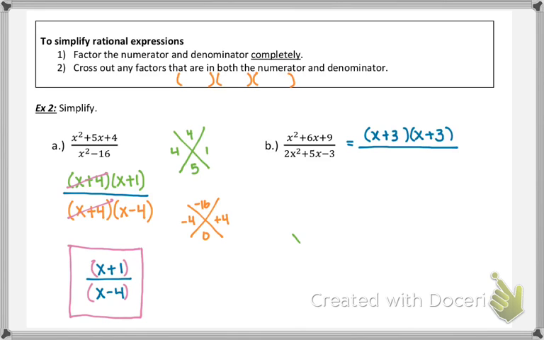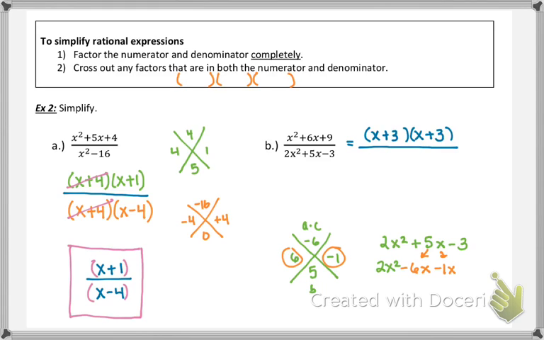So I'm going to do it down here. I want factors of a times c, so that's 2 times negative 3 is negative 6, and adds to give me 5. My two factors that multiply to give me negative 6 and add to give me 5 are 6 and negative 1, and that's how I'm going to split up the middle term. I'm going to rewrite this as 2x squared, and then we're going to break up the 5x into negative 6x minus 1x, and then we're going to factor by grouping.